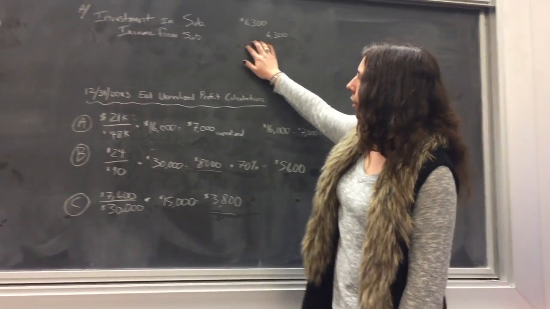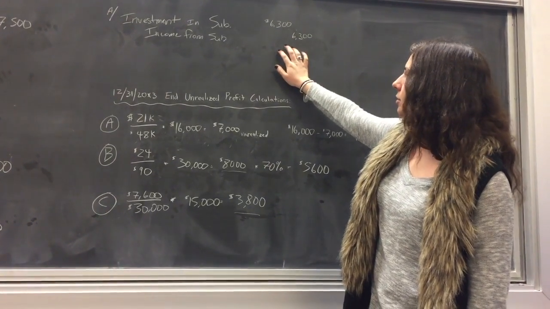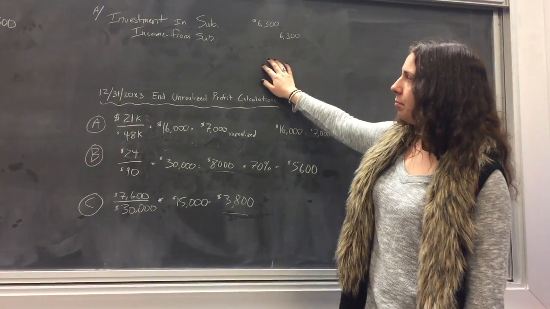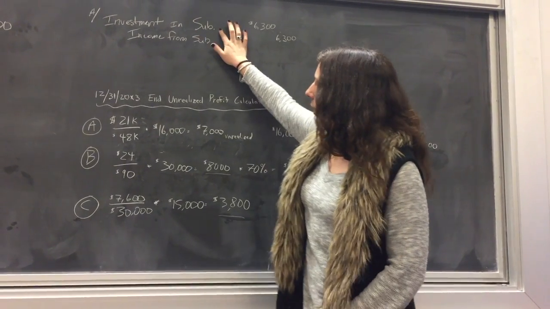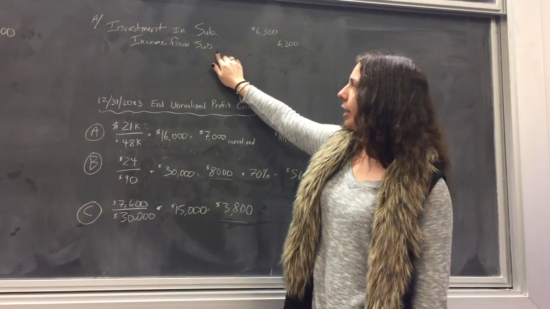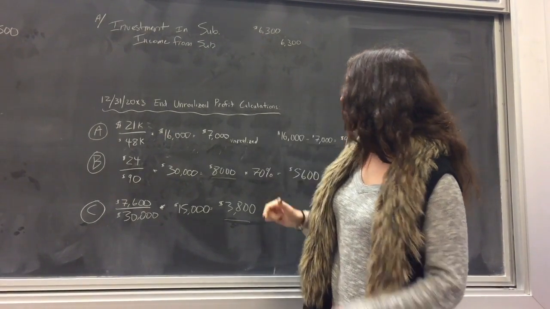So then for the purchase that was made in 2002 and the sales that happened in 2003, we had to do a gross profit deferral reversal. So we debited investment in the subsidiary and credited the income from the subsidiary for $6,300.